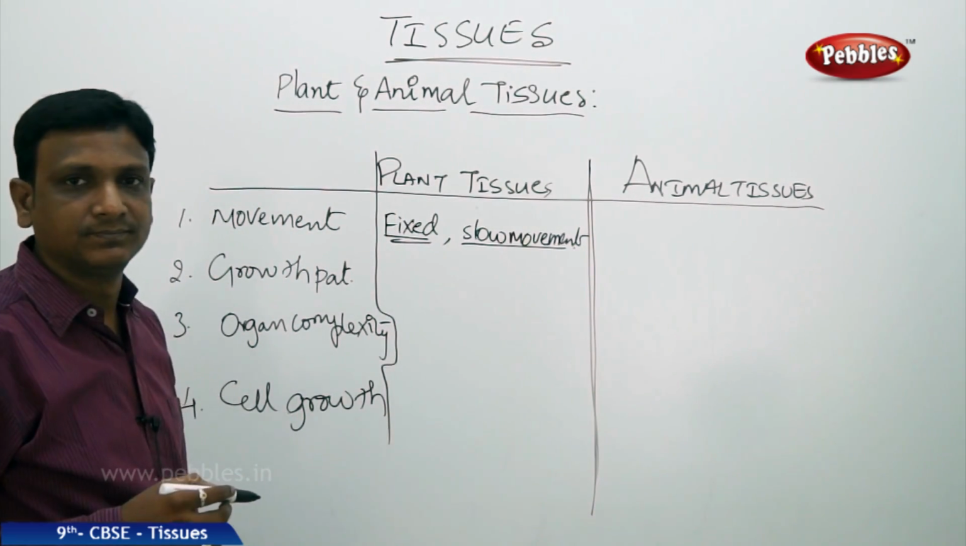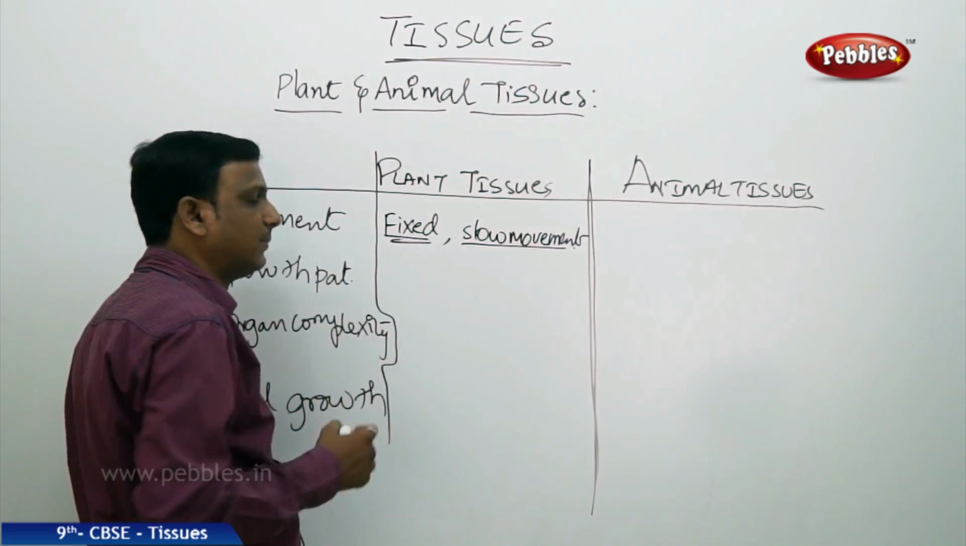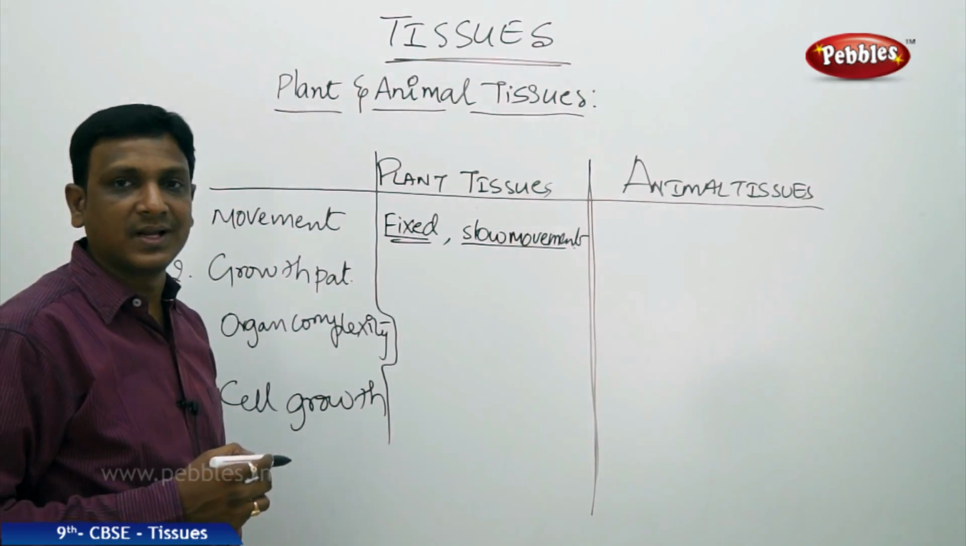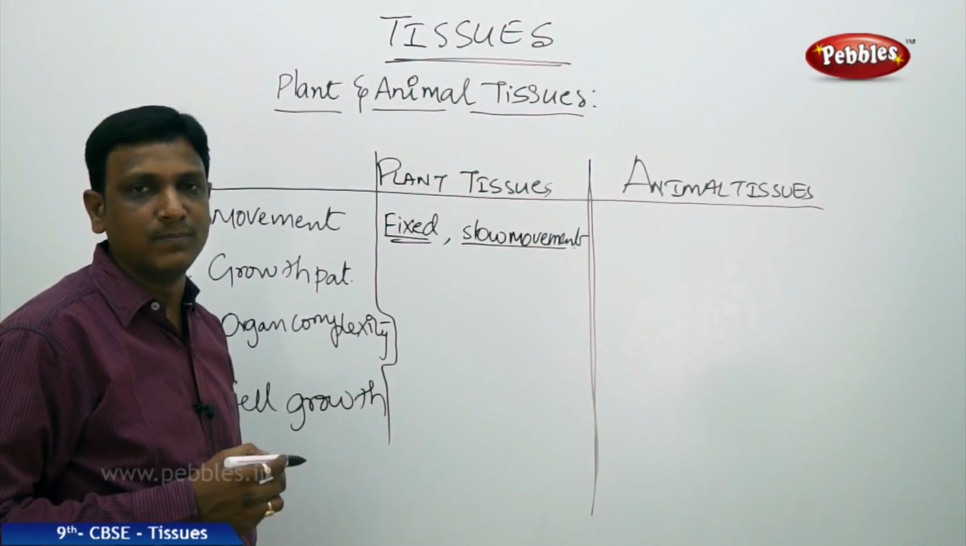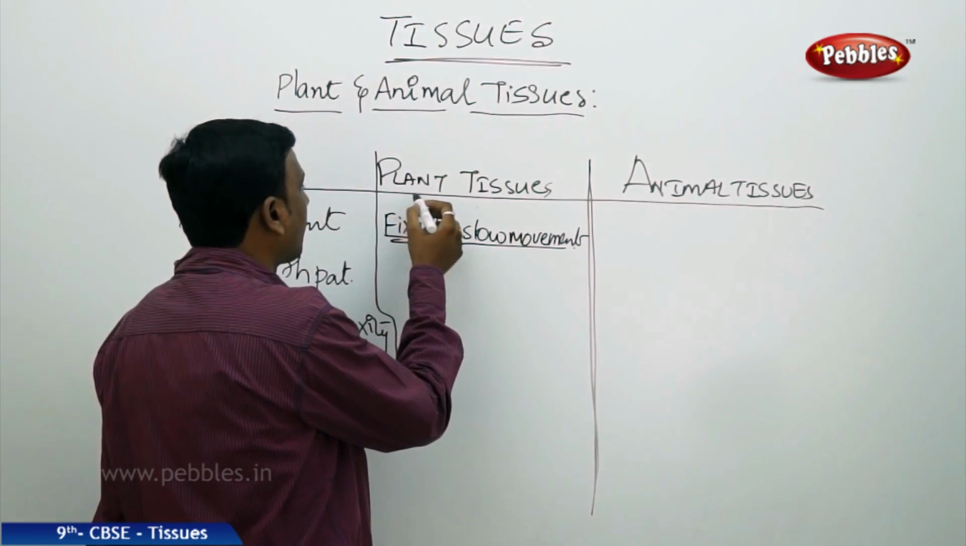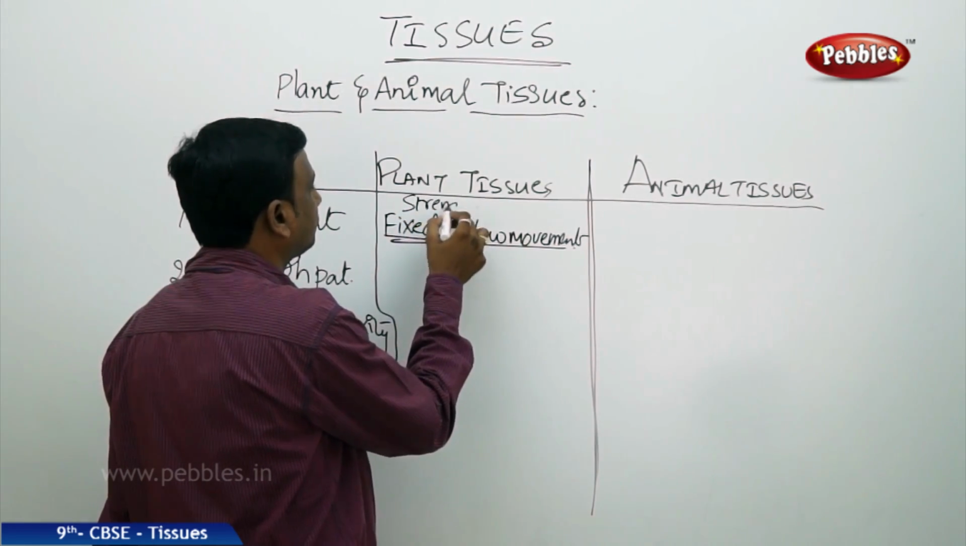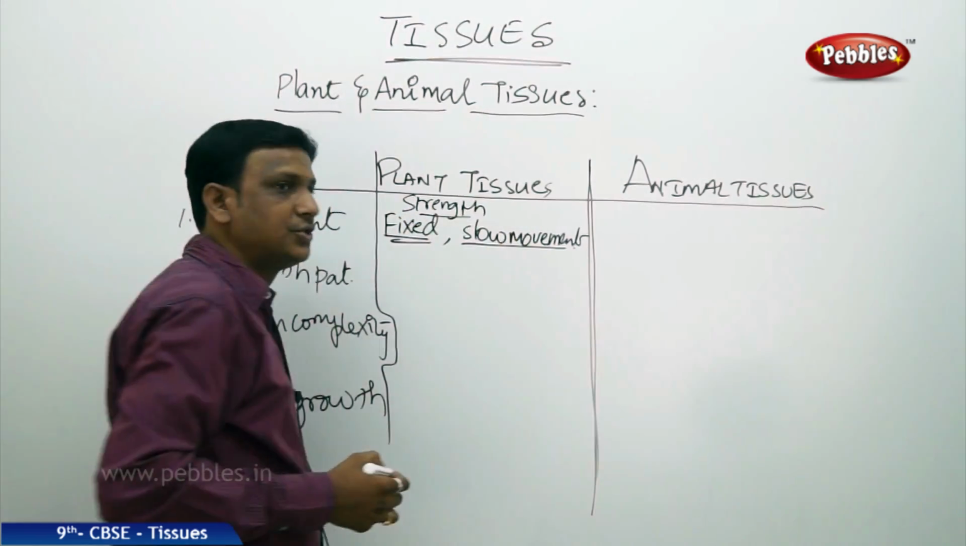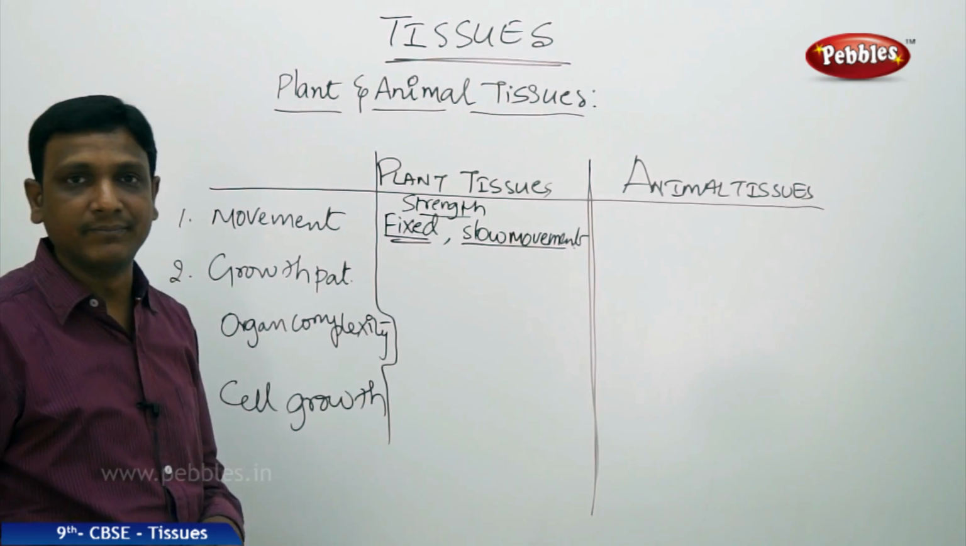Slow movements. So what kind of tissues are found in the plants? Plants do not require tissues as in animals for quick movement. The main thing the plants need is strength. So most of the plant tissues provide support and strength to them.